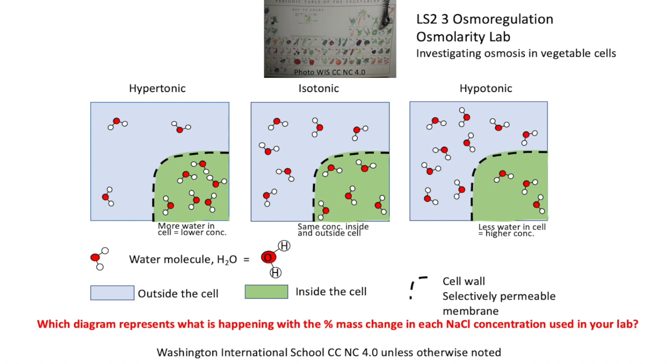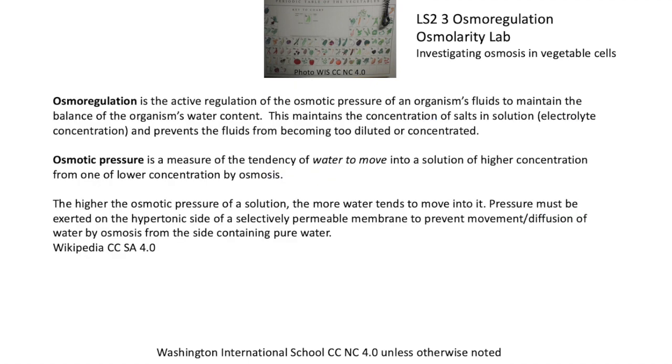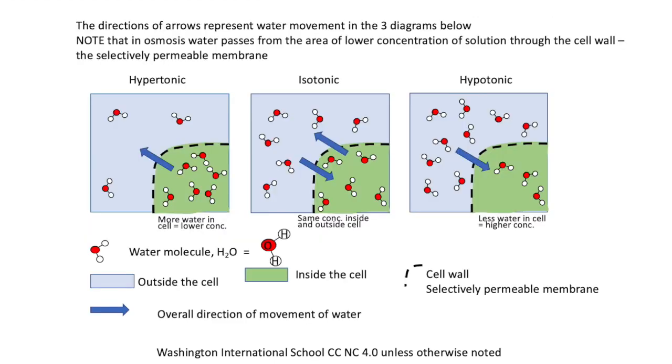And pause to answer the question in red at the bottom there. So again, some more definitions to pause and to read what's happening with osmoregulation and osmotic pressure. And another diagram showing the movement of the water. The left-hand one, hypertonic, going from where more water is actually present, so a more dilute solution, into or out of the cell, where there is less water, more concentrated solution.